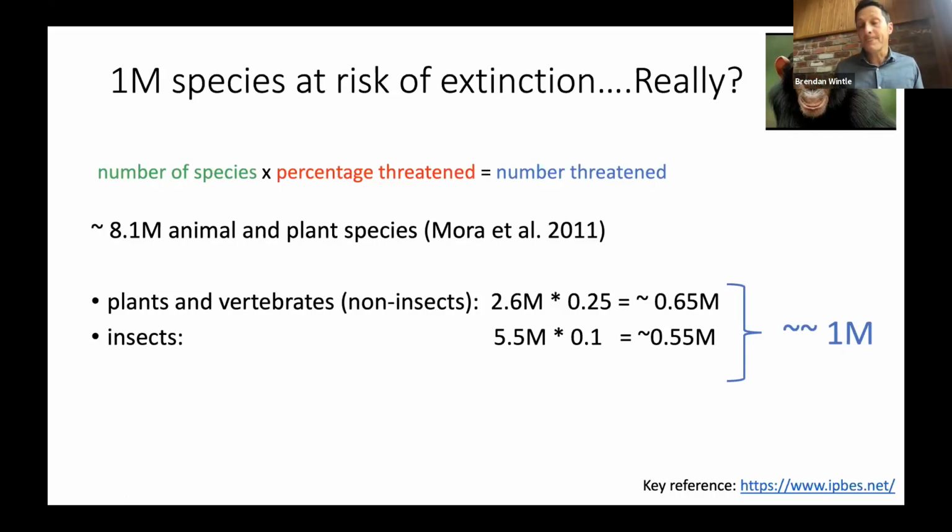Is it a good number? I think it's as good a way as we've currently got to estimate the number of species facing extinction. It's a useful communication device, and if I had to come up with a number, I'd be going for a number like that.